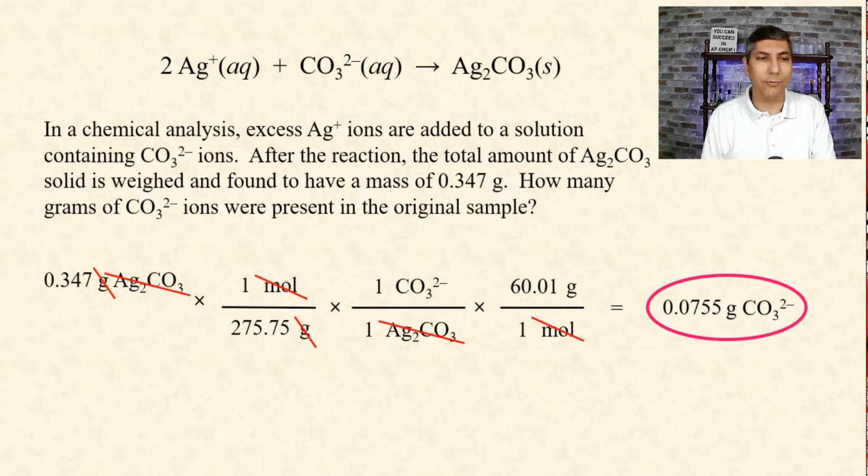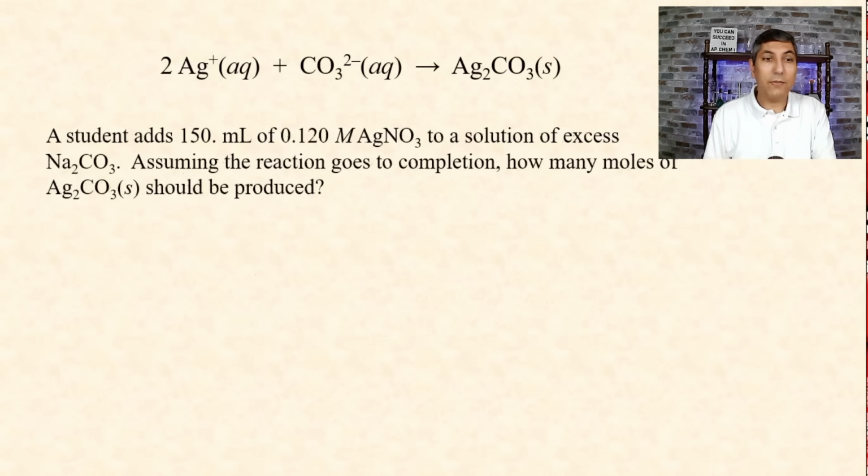Now let's take this a step further. Let's say that we have a student that adds 150 milliliters of 0.120 molar silver nitrate to a solution of excess sodium carbonate. Assuming the reaction goes to completion, how many moles of silver carbonate should be produced? Well, let's think about this first in terms of the moles of silver ion that we added to the solution. It says 150 milliliters of 0.120 molar silver nitrate solution.